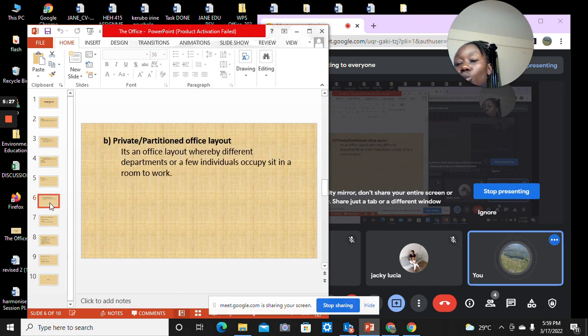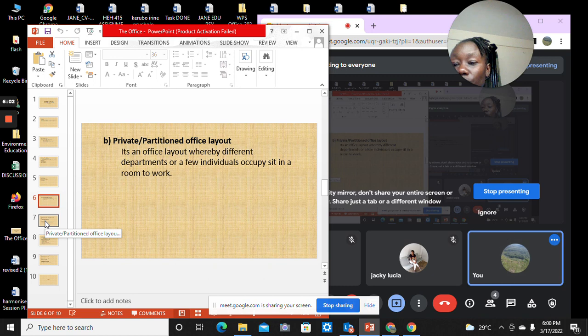And then number 2, we have private partitioned office layout. It's an office layout whereby different departments or a few individuals occupy or sit in a room to work. Say like a manager has his own office, and then a secretary has her own office, and then procurement officer has his or her own office. So different people, maybe just 2 or 3 people share an office, unlike the open plan office where so many people come to sit together.